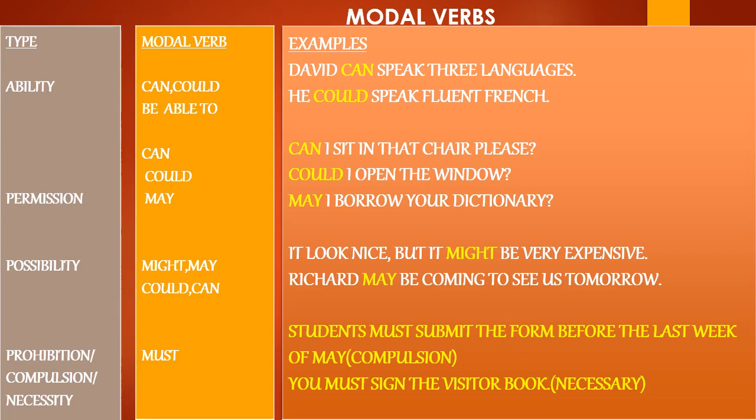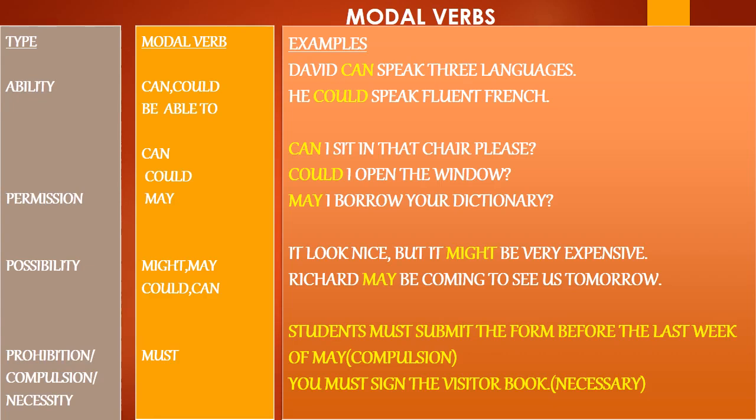Then next, for permission, can I sit in that chair please? This is also used here. Can is used here for permission. Could is used. Once again, could I open the window? This is a polite request.